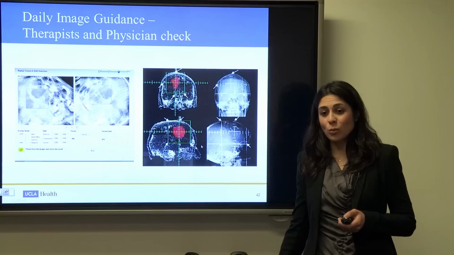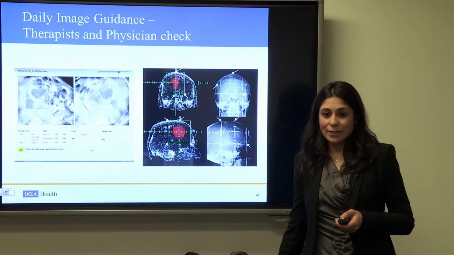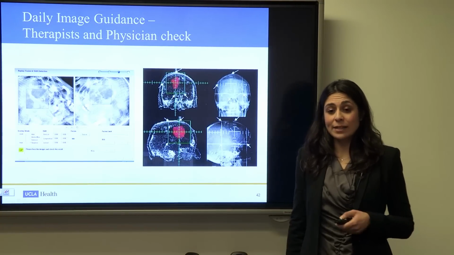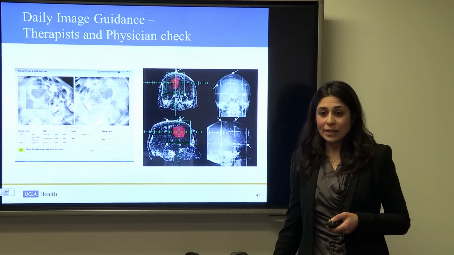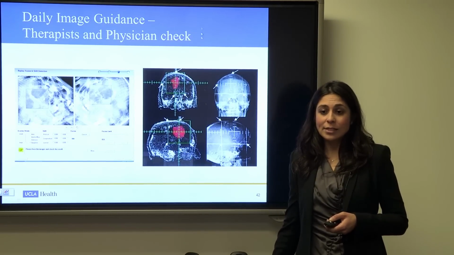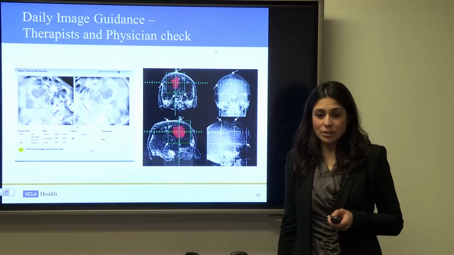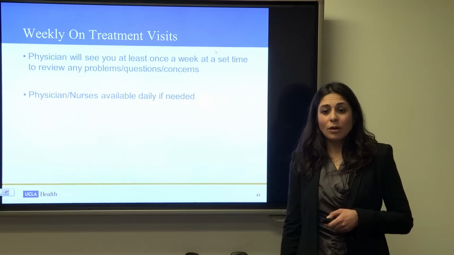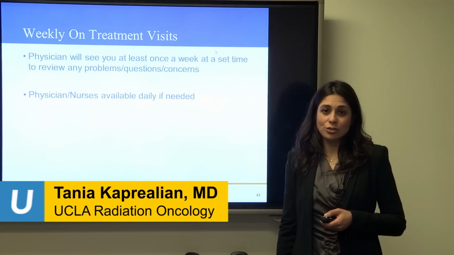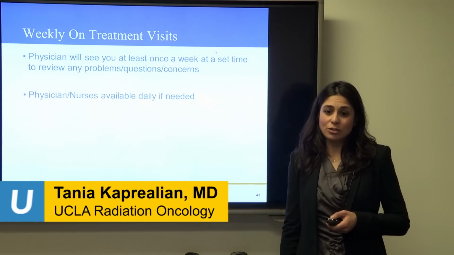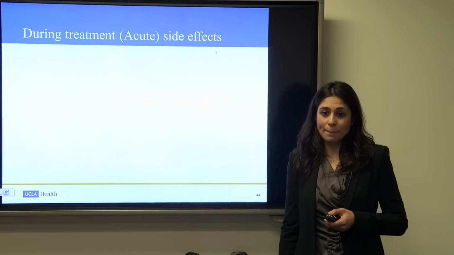So on the left is one way of doing that, where you can overlay in this box your daily image and you match it to the CT image done on the day of planning, or you can look at it like this with the grid side to side. Essentially, you want 1 to 2 millimeters of accuracy. Physicians will see you at least once a week at a set time to review any problems, questions, or concerns, but there's physicians and nurses available daily if it's needed.